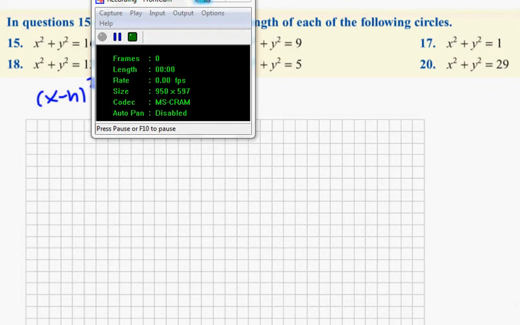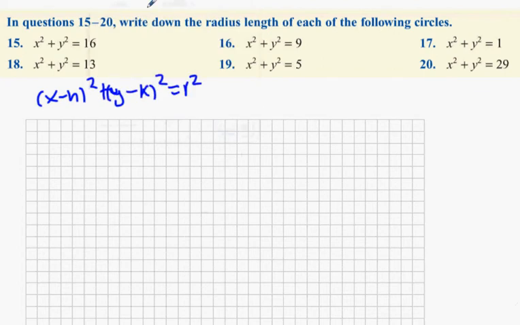So what we have here, guys, is in questions 15 and 20, write down the radius length of each one. Look at this. How do we know that all of these are 0, 0? Yeah, see, it's the same thing as x minus 0 and y minus 0.